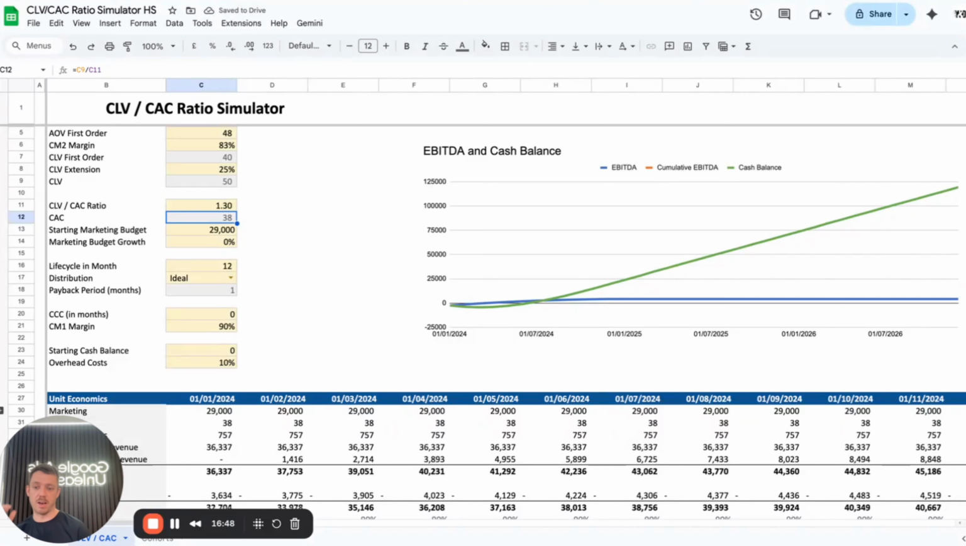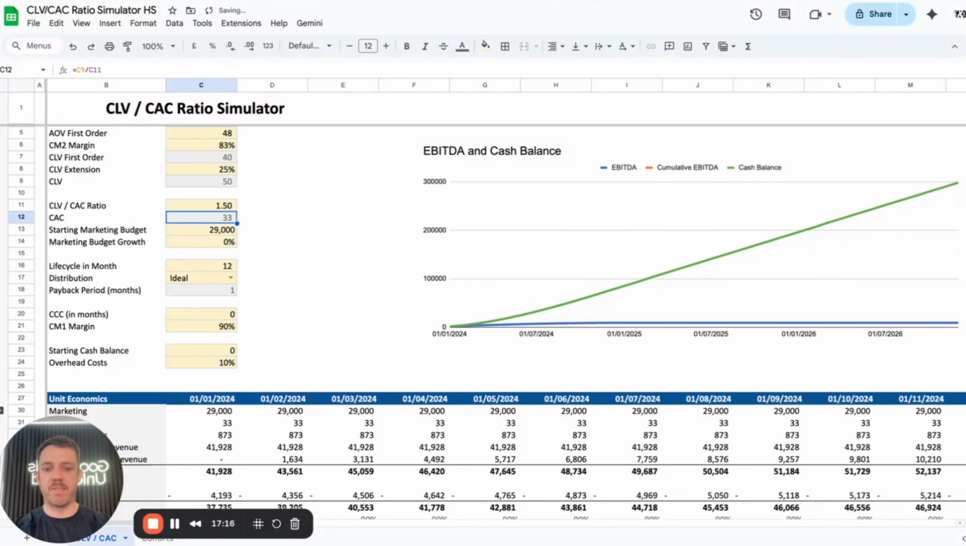So for instance, now at a 1.3 ratio, so that's a CAC of 38 euros in relationship to 50 euros customer lifetime value, we would see that we would probably make a loss for the first roughly 6 to 7 months, and then start being profitable and also being cash flow positive with this business. And if we'd then claw this up now to, let's say, 1.5, it would take 1 or 2 or 3 months of unprofitable EBITDA until we actually start building a cash balance.